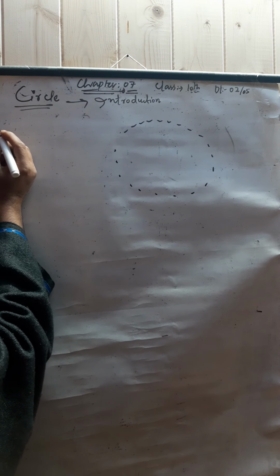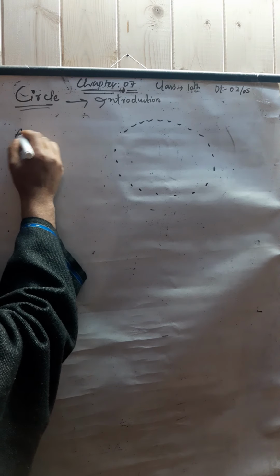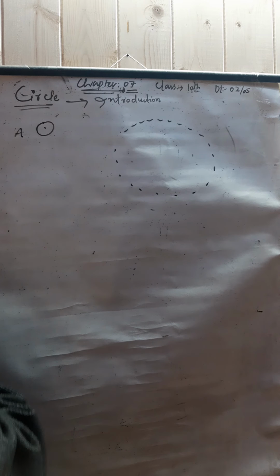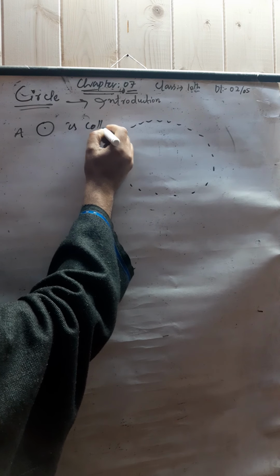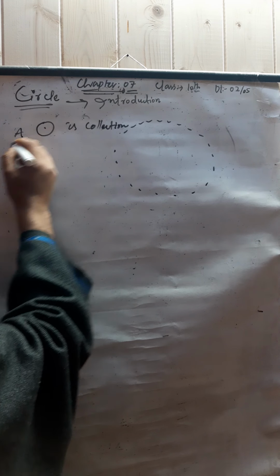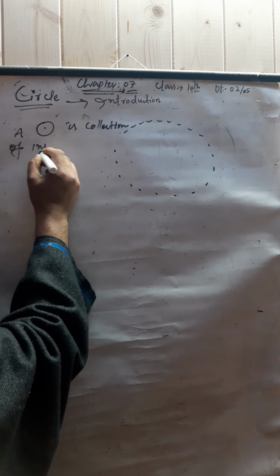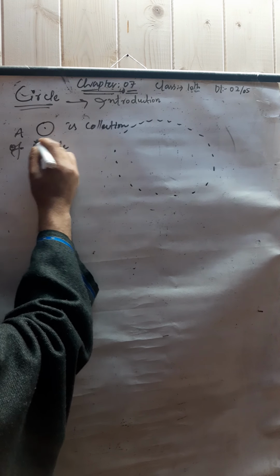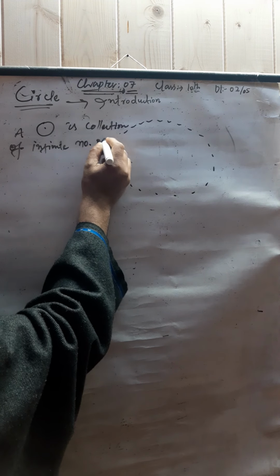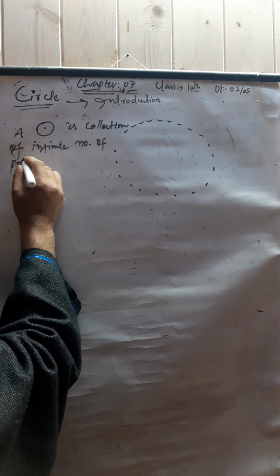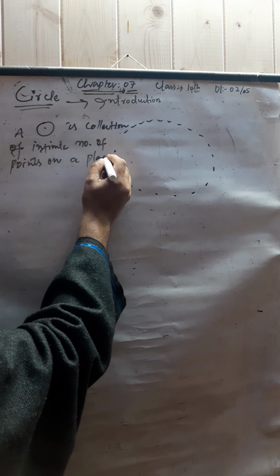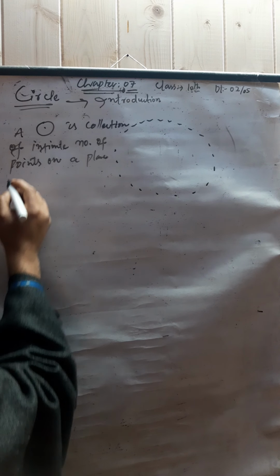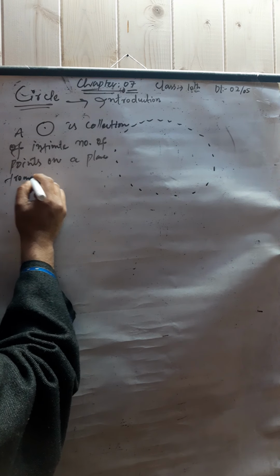So simply we can say, once we write its definition, this is the mathematical notation for a circle. A circle is a collection of infinite number of points on a plane from a fixed point.